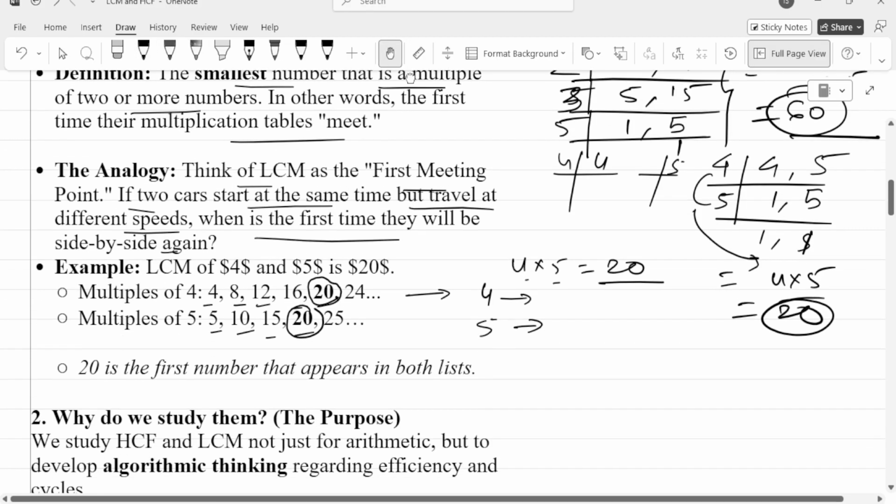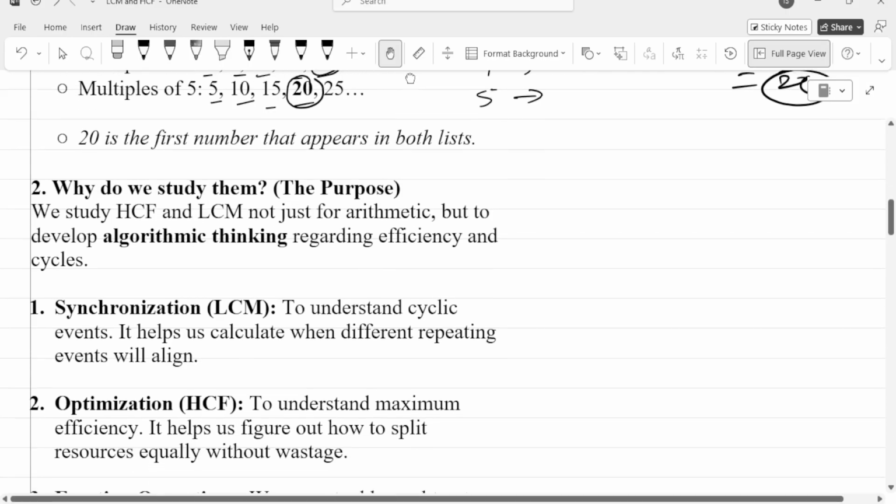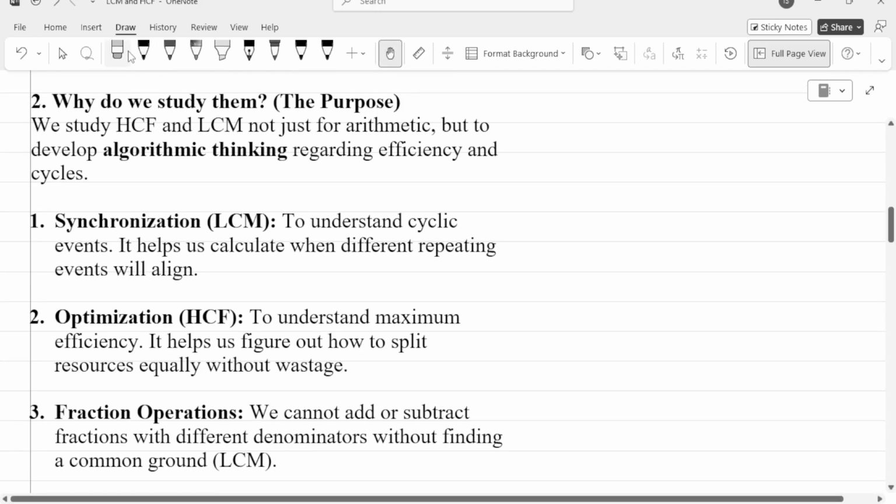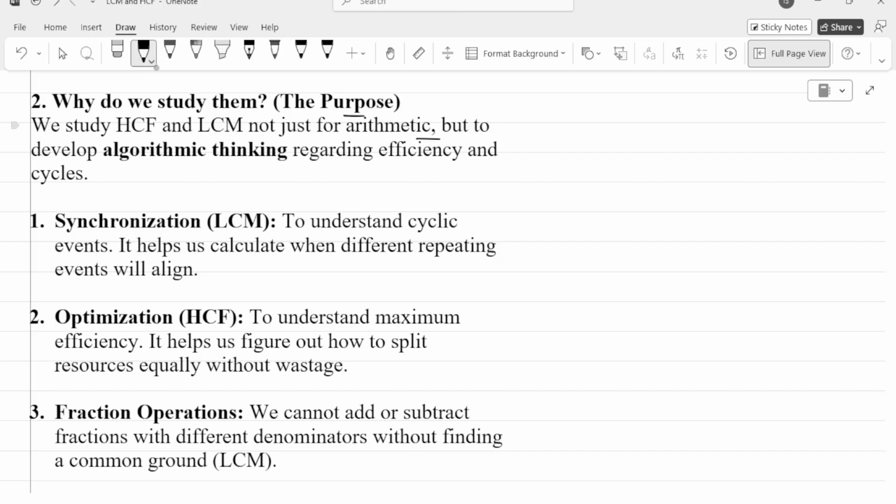Now we will discuss a lot more examples, and the theory portion is very important: different types of LCM and HCF uses. Okay, first, why do we study them? The purpose of HCF and LCM is not only arithmetic but algorithmic thinking regarding efficient synchronizing. LCM helps us understand cyclic events. It helps us calculate when different repeating events coincide. I will discuss this with an example below.